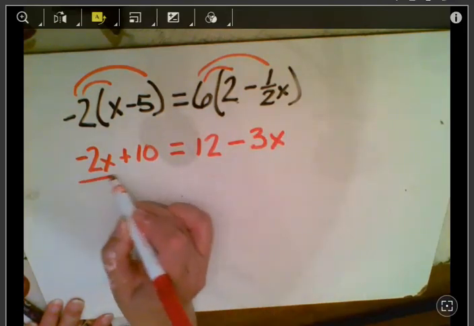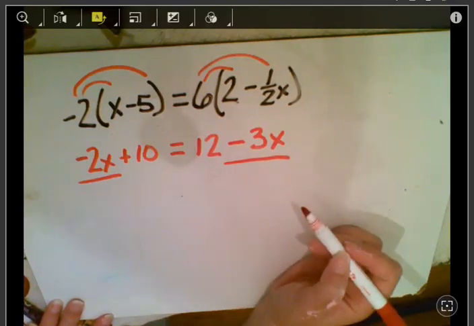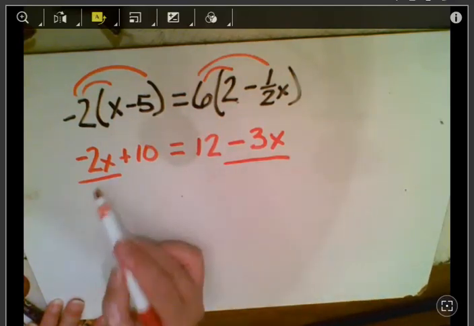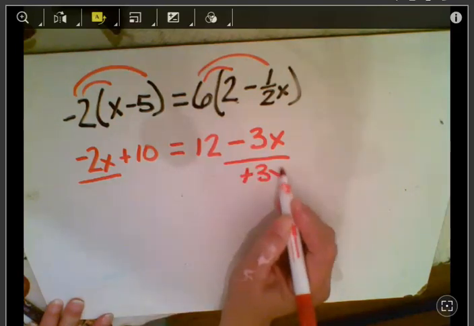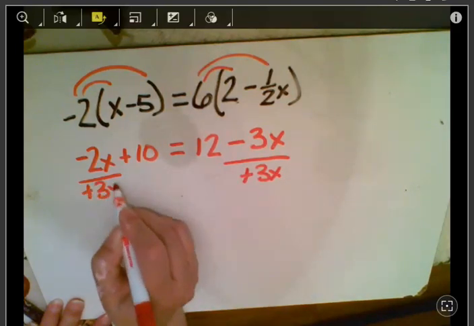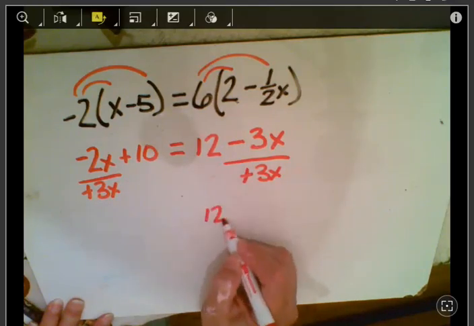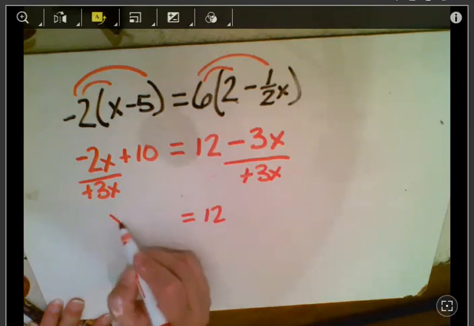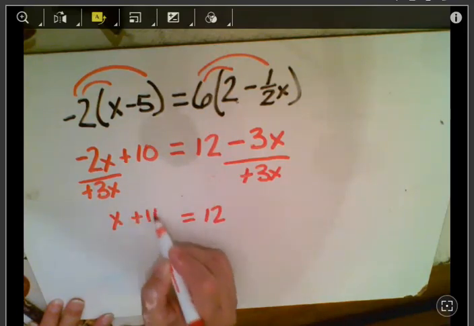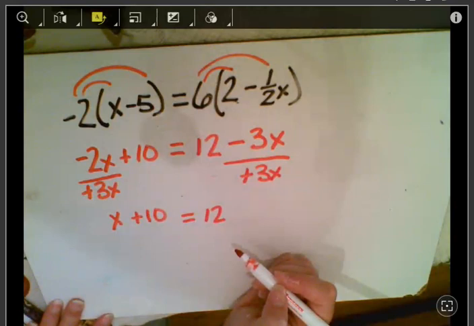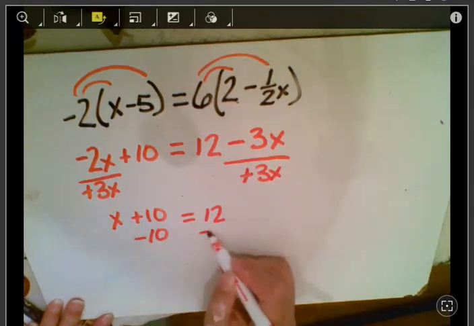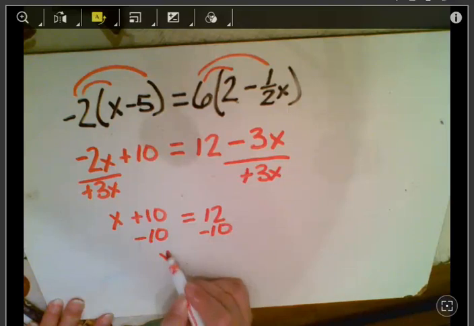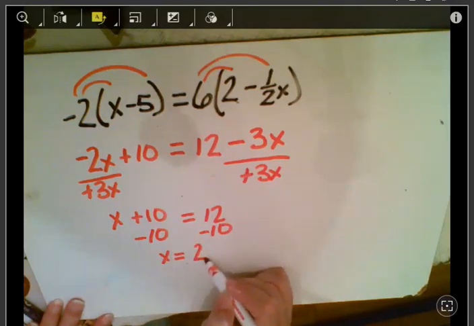I'm going to underline my x's because I want them together. But again, I want them positive. So if I add 3x over here, I'll get over the hump of being negative here. So I think I'm going to add 3x and add 3x. So this becomes just 12 over here. And this will be a negative 2x plus 3x makes just x. Plus my 10, I didn't do anything with that yet. So then I want to subtract my 10, x is by itself, and I should get 2.